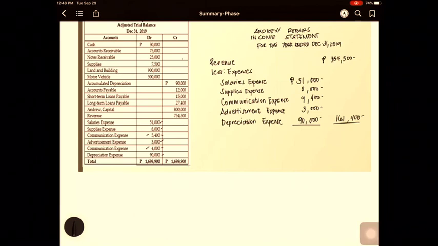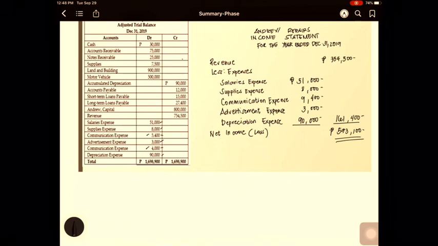Okay, so now that we have the values for our total revenue and total expenses, we may now compare the two, so that we will know whether the results of operation has resulted now to a net income or if it is a negative value, to a net loss. So that would be 754,500 minus 161,400. That will now give us a net income of 593,100. As easy as that. Okay, so that's how you prepare an income statement for a service type of business.